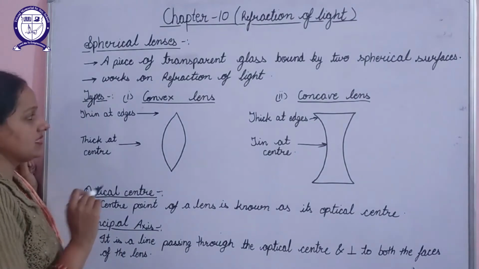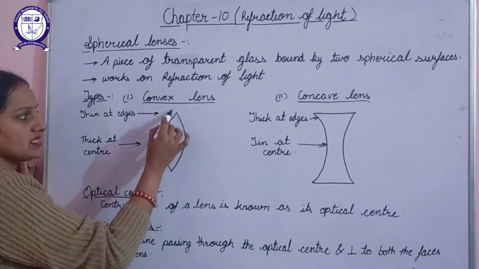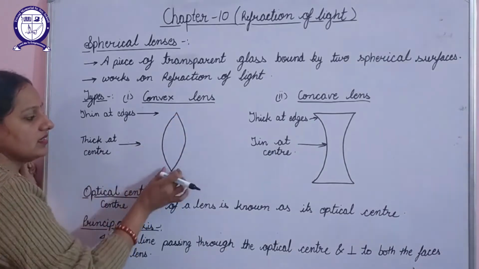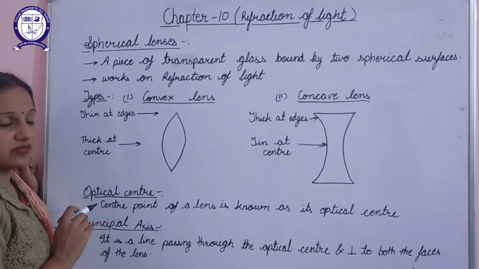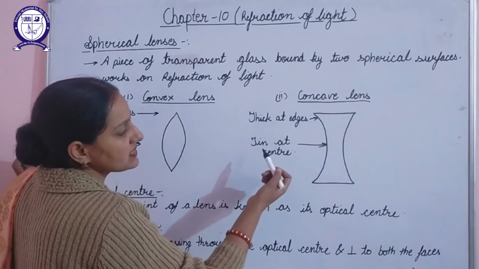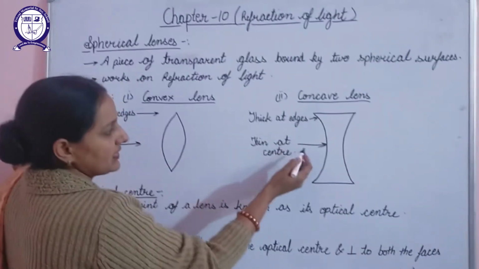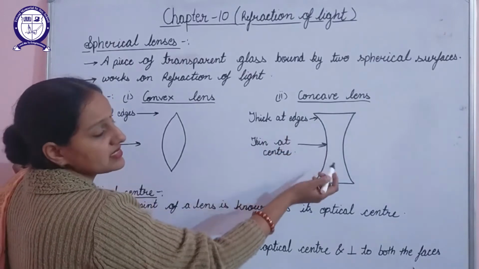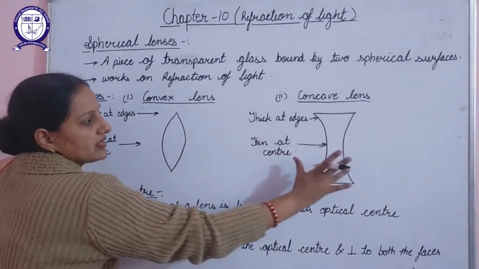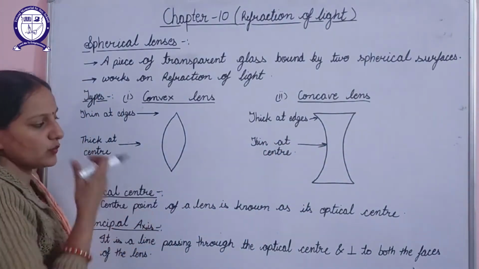Convex lens is a lens which is thicker at the center and thinner at the edges. You can see such a lens which is thicker at the center and thinner at the edges is known as a convex lens. Second type is concave lens. Concave lens is a lens which is thin at the center and thick at its edges, like this. So these two are the types of lenses about which we will discuss in this video.